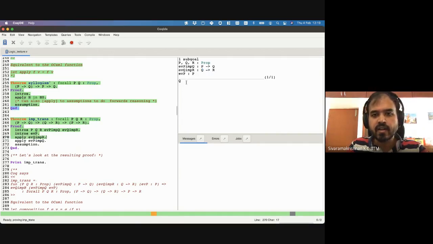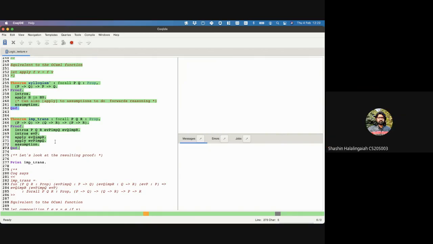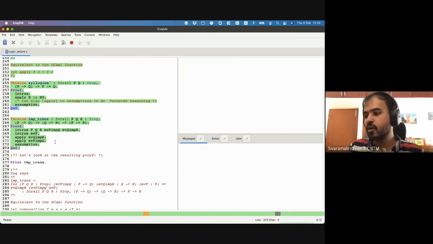Similarly, we need to show Q. We have P implies Q, and instead of showing Q, I'm going to show P. Why can I do that? Because I know if I get a P, I can always get to a Q. So that's the reason why we are doing this. Does that make it a little bit clear? Yes, that was quite helpful. Thank you. Okay, so forwards reasoning, it is better to look at it as function. Backwards reasoning, it's strange, right? We don't apply functions backwards, but the logical way of thinking about it makes sense.